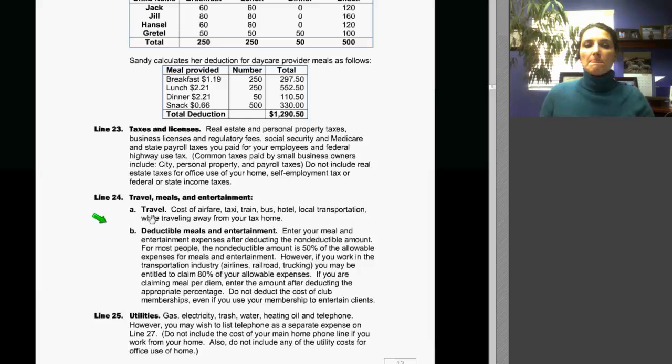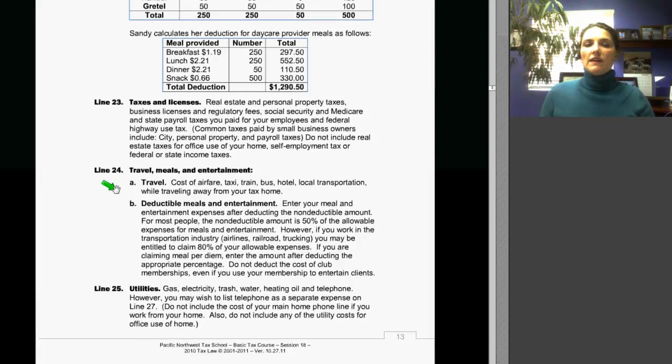Line 24, travel, meals, and entertainment. Travel includes things like the cost of airfare, taxi, train, bus, hotel, local transportation while traveling away from your tax home. Deductible meals and entertainment. On this line, enter your meal and entertainment expenses after deducting the non-deductible amount. For most people, the non-deductible amount is 50% of the allowable expenses for meals and entertainment.